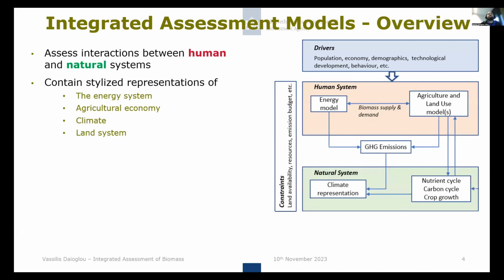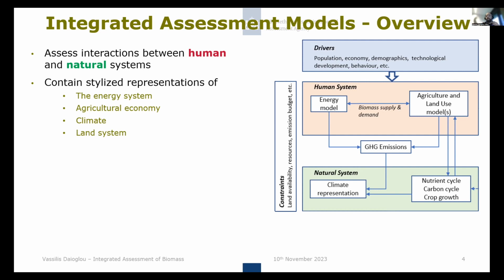So these inputs are then used to assess the interactions between human and natural systems. On the human system, they cover the energy system, so how we supply and demand energy, but also how we supply and demand land through the agricultural system. And these connect to the natural system by looking at a representation of nutrient flows, crop growth, and things like that, and also climate representation. And then there's a number of variables that are used to interact between these systems.